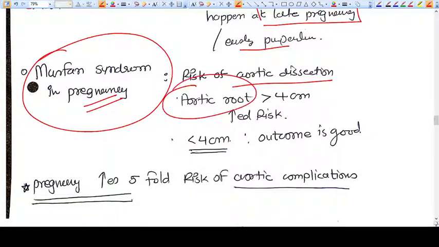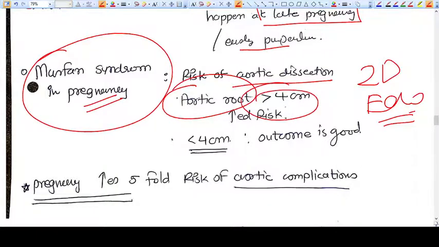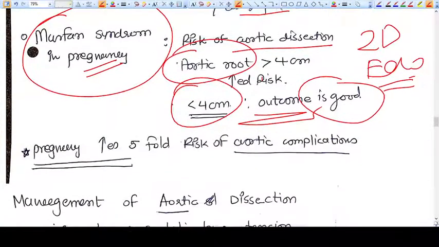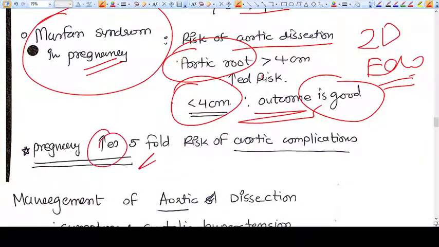Aortic root, whenever you do a 2D echo of the heart, what will you see? The size of the aortic root. If it is more than 4 centimeters, there is a higher risk of aortic dissection. If it is less than 4 centimeters, the outcome is generally good. Okay, pregnancy increases five-fold the risk of aortic dissection or aortic complications.